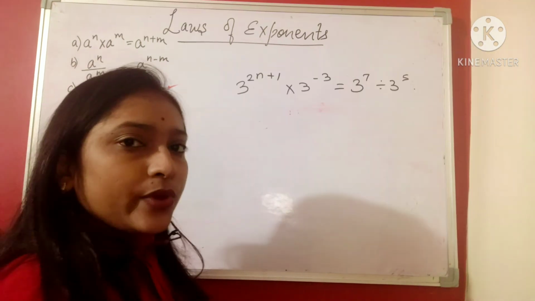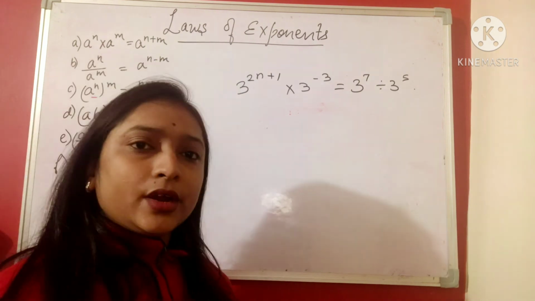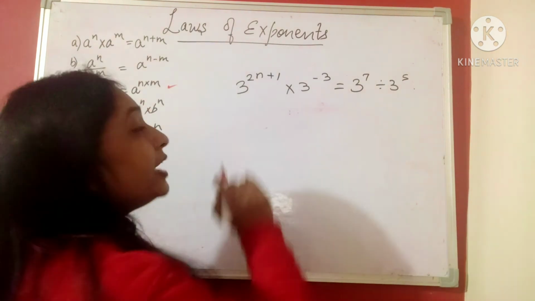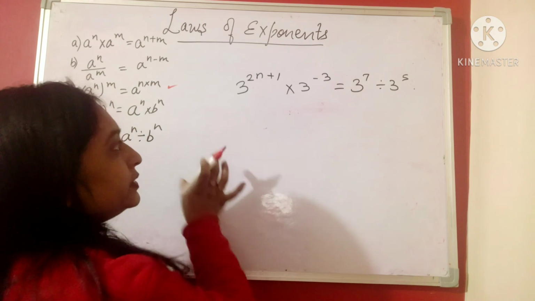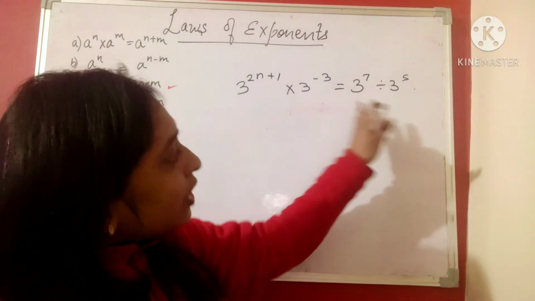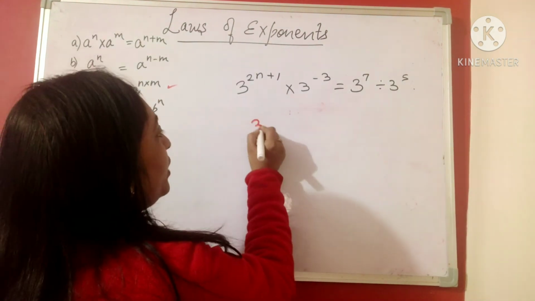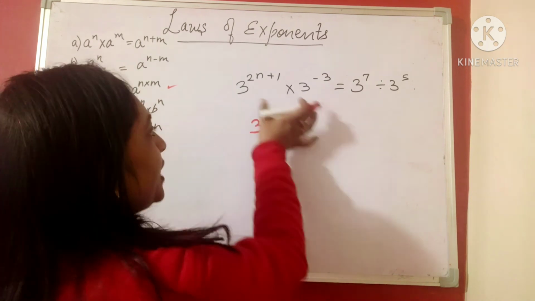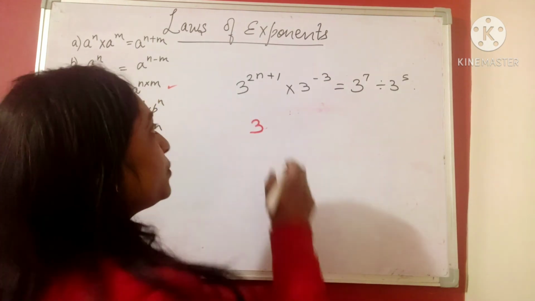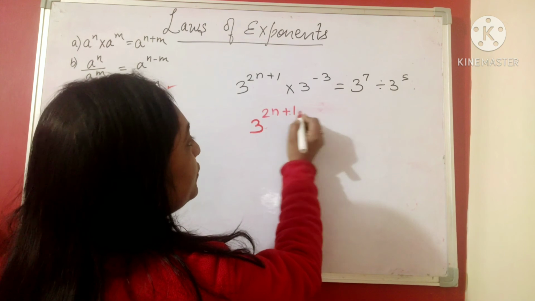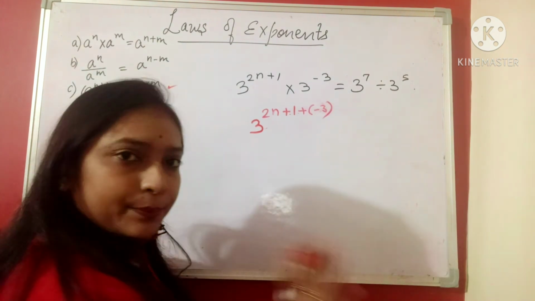Now how to solve this question? In this question, we are supposed to find out the value of n, which is in the exponent, right? But when we see this LHS side and also the RHS side, we have the same base 3 and here it is in multiplication, so the powers will be added. So we will add the powers like this, simple.